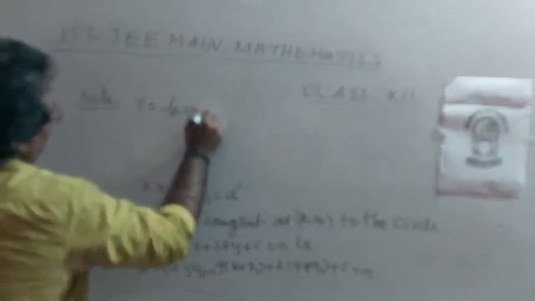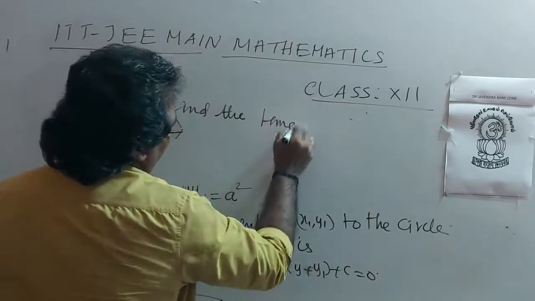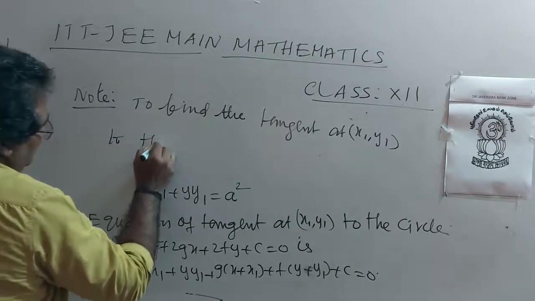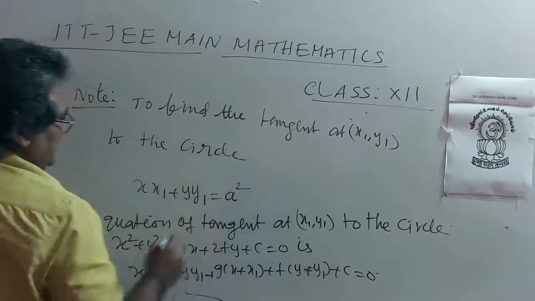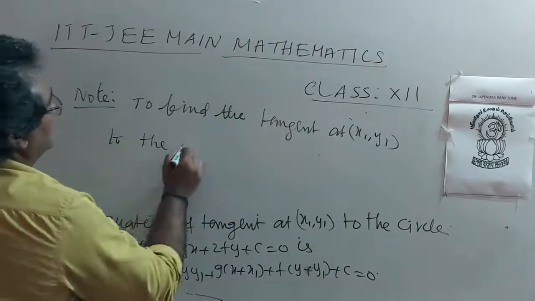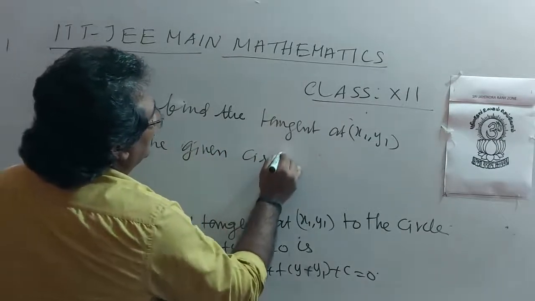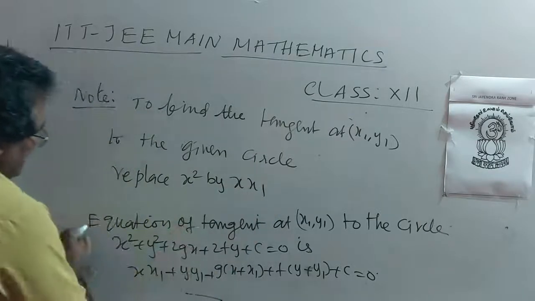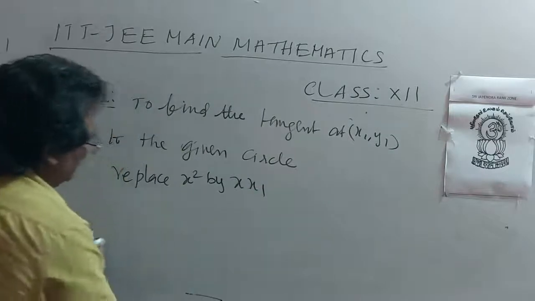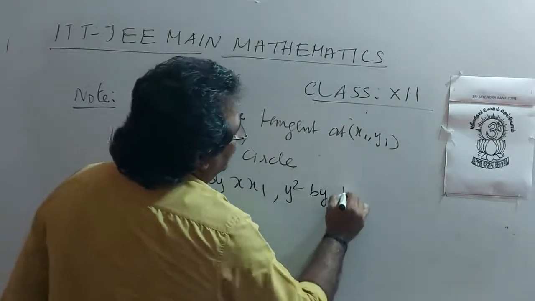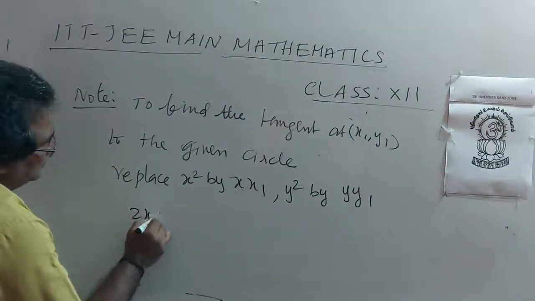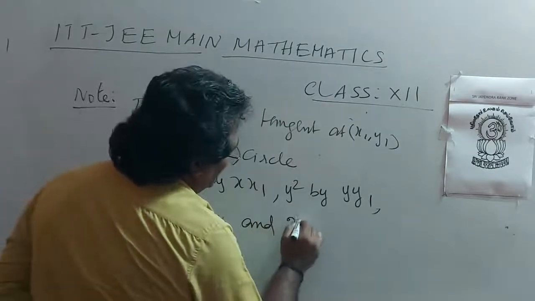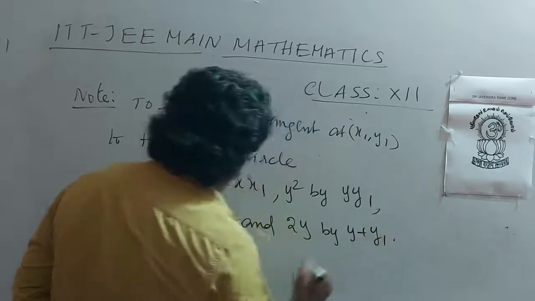To find the tangent at x1 comma y1 to a circle, replace x squared by x x1, y squared by y y1, 2x by x plus x1, and 2y by y plus y1.